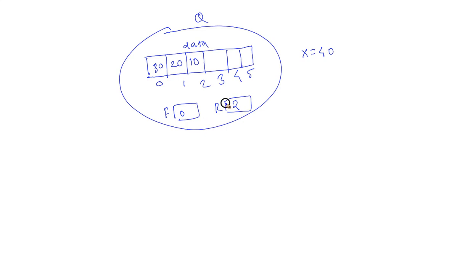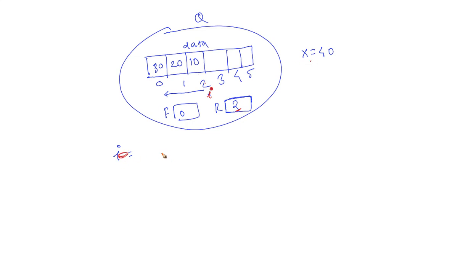What I am doing, I am noting the value of r in a variable called i, because I want to use i to traverse in this direction. I will initialize i to r. R means location r, or value of r is 2, that means location 2. This i will be initialized to location 2, because r is 2, that is where the last element is present. Then I am comparing data of i with x.